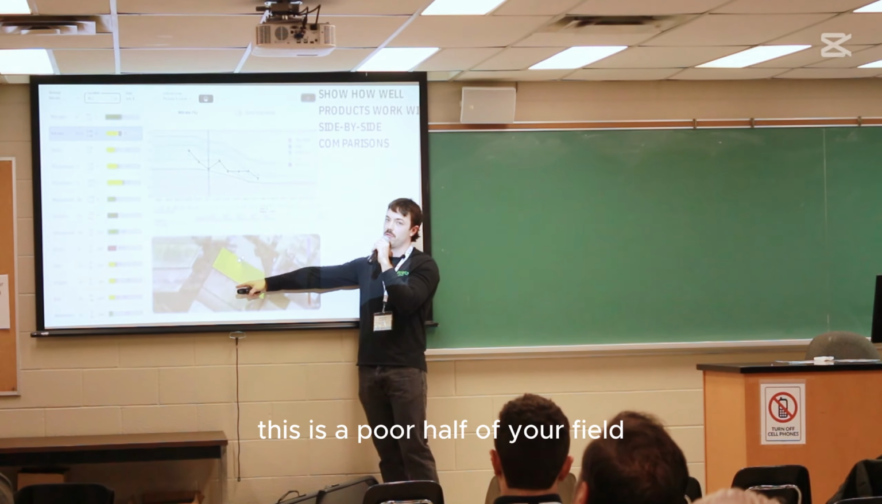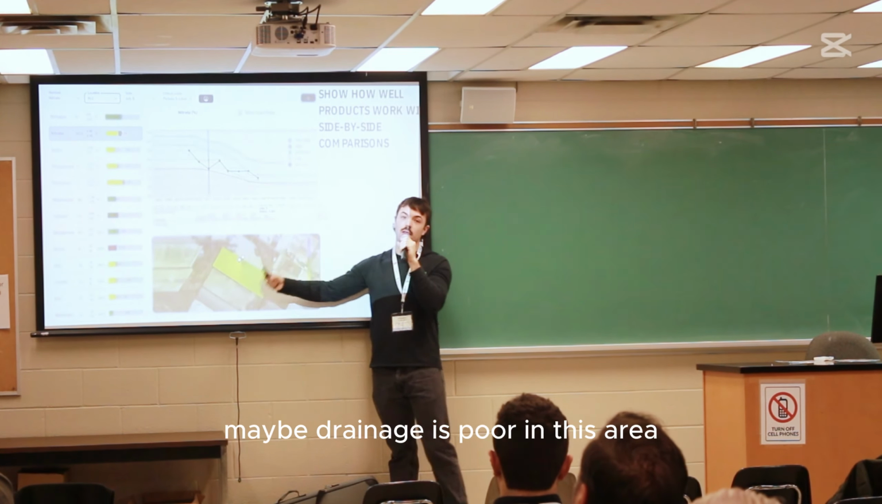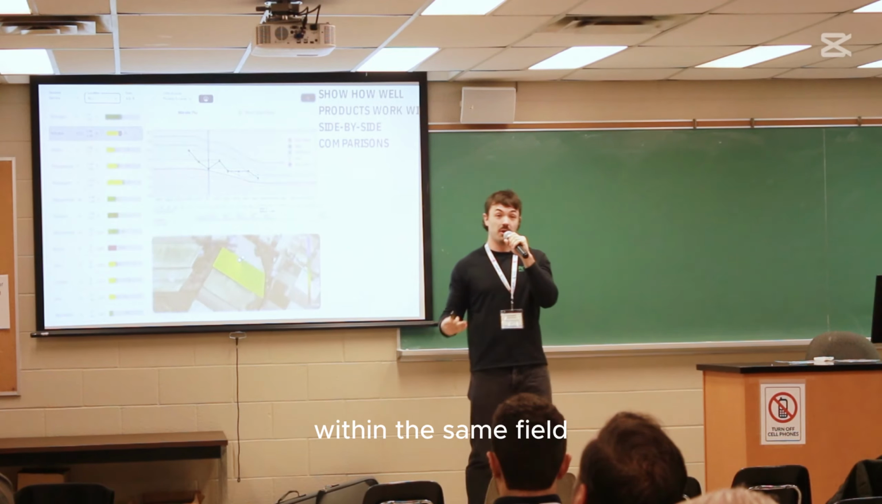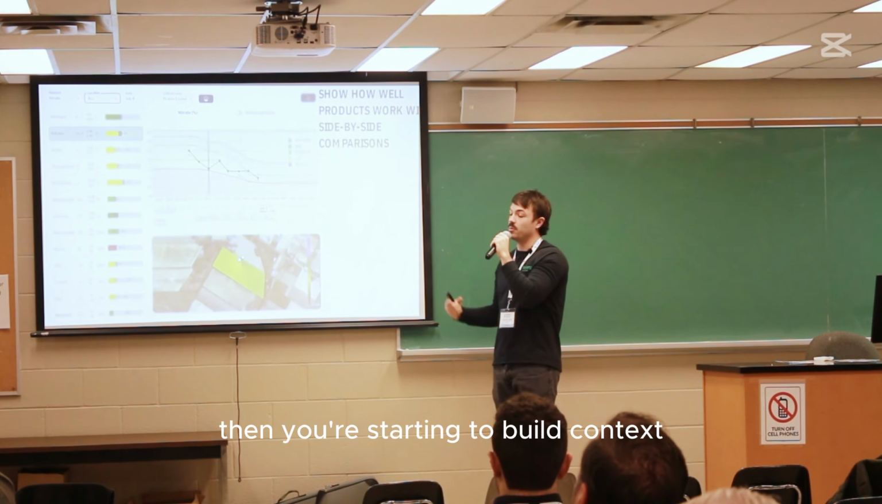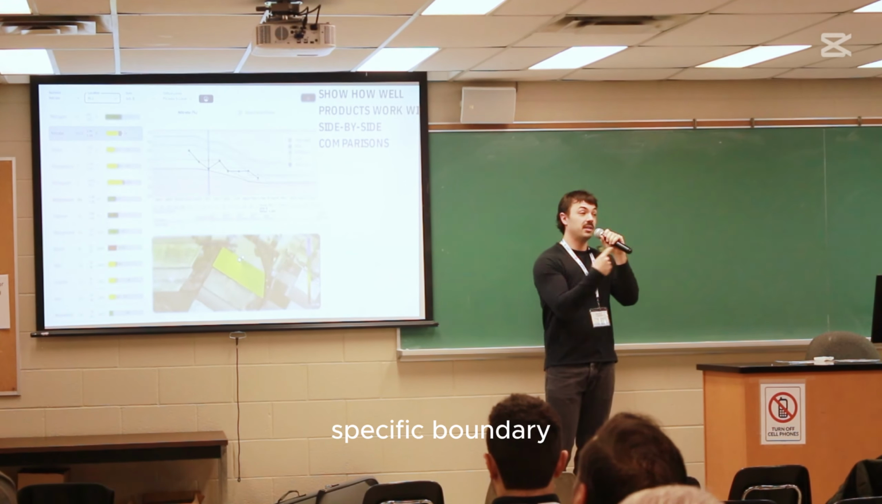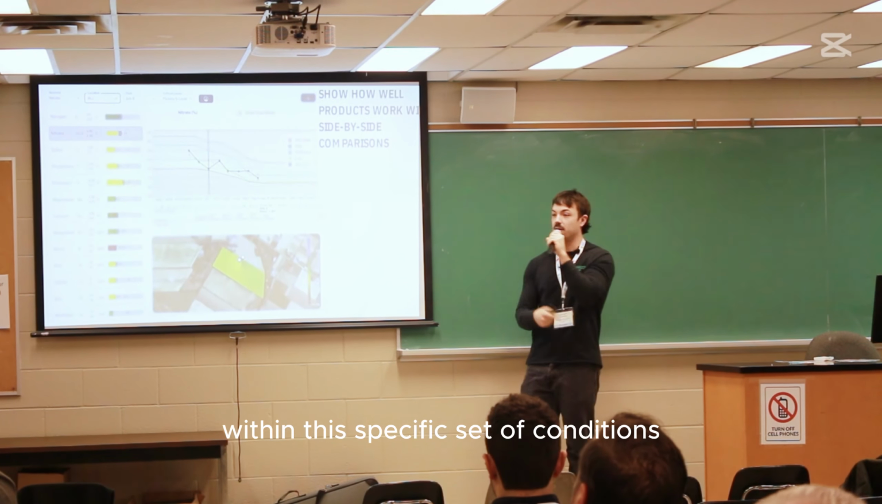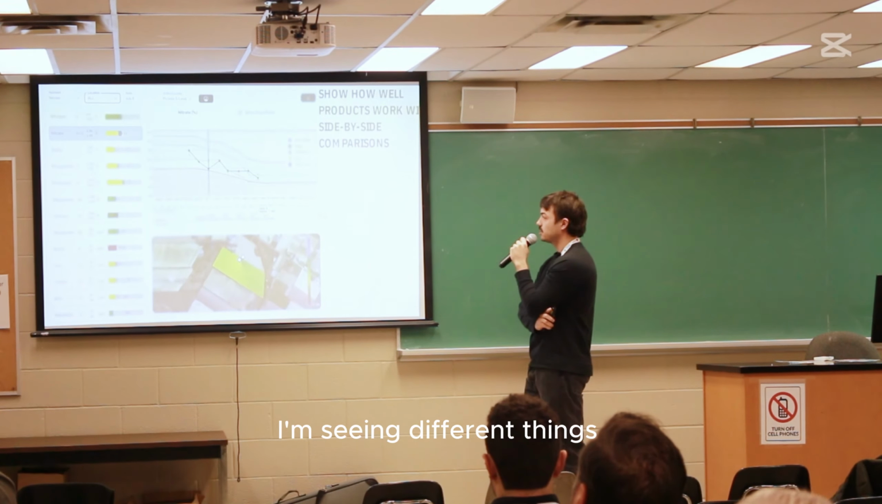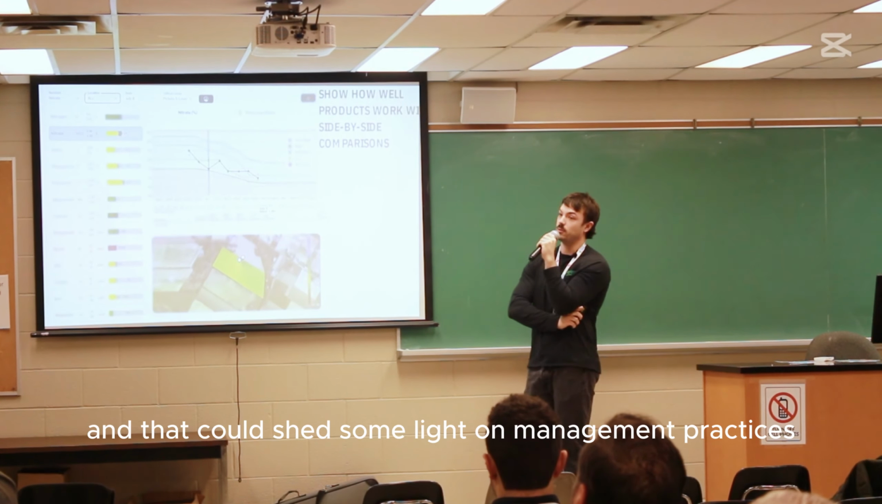This is a poor half of your field, maybe drainage is poor in this area, and you want to look at the differences within the same field. Then you're starting to build context around your tissue data. Now you're starting to see, okay, well, within this specific boundary, within this specific set of conditions, I'm seeing different things, and that can shed some light on management practices.